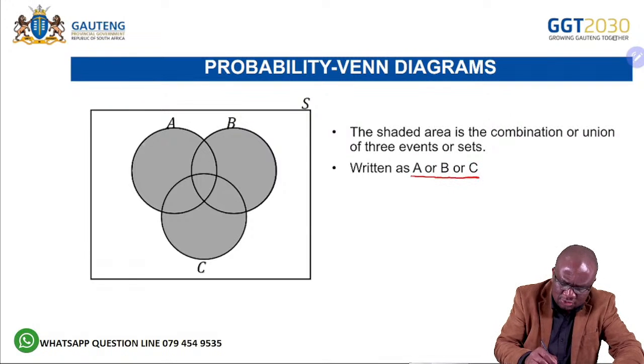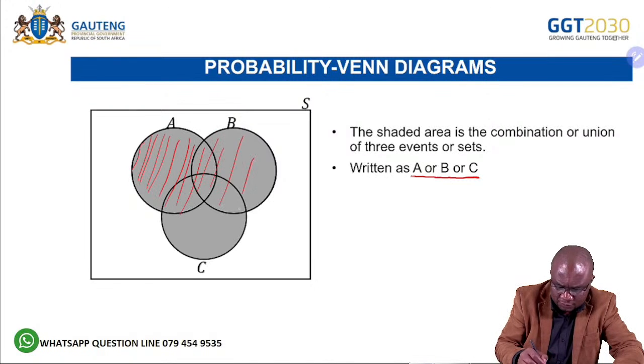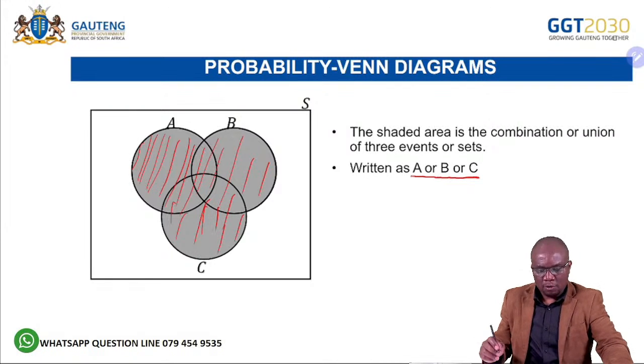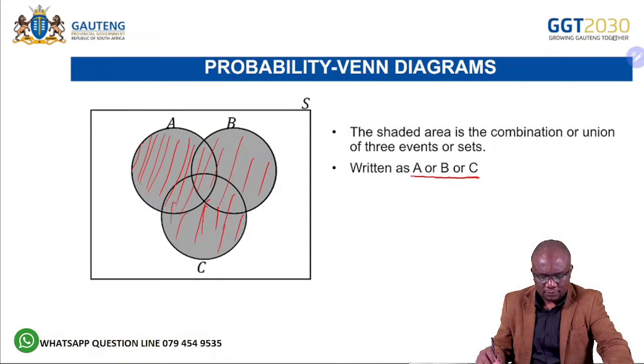For shading, just use this. Don't shade like you're painting. Just do this. It's enough. Okay? Right. And then you write A or B or C. Then we'll be done. Then we move on to the next thing. A or B or C.